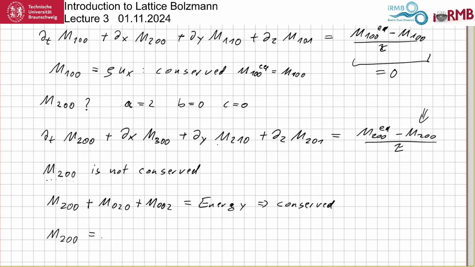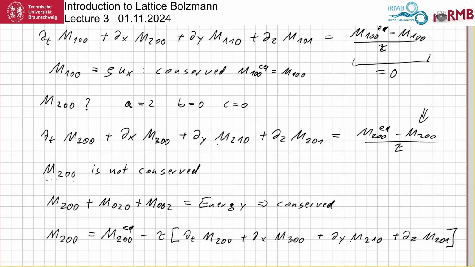M200 is equal to, so we'll just rearrange, M200 equilibrium minus tau times (dt M200 plus dx M300 plus dy M210 plus dz M201), right? So, and if we, okay, you remember these guys up there.